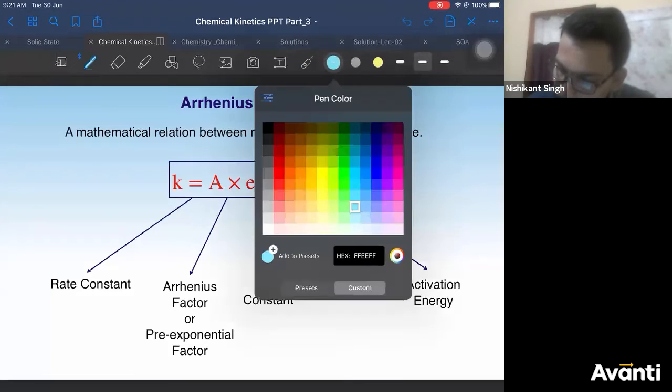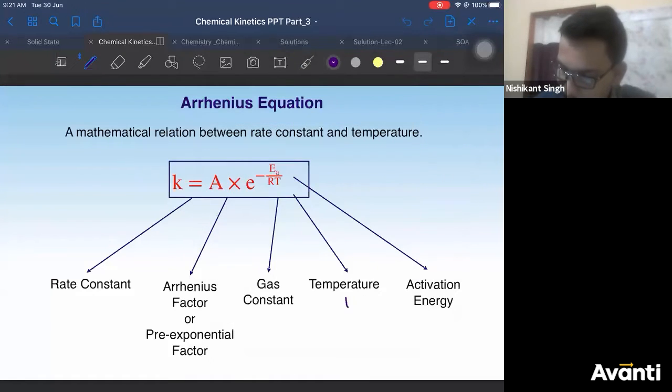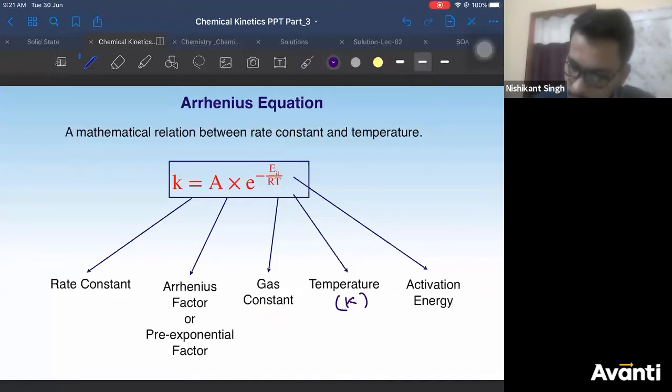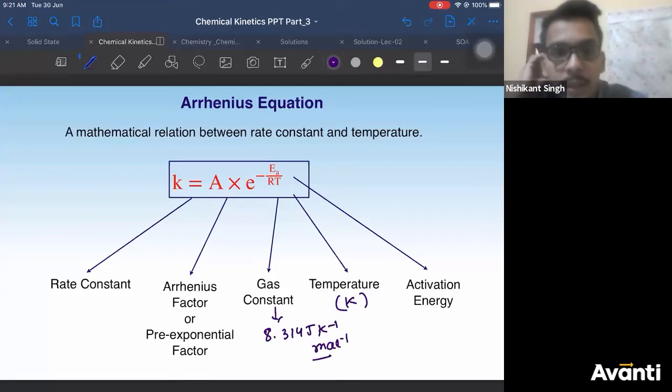Right? So T represents temperature in Kelvin. And R is a gas constant. All of us know R is a gas constant. Its value is 8.314 joule per Kelvin per mole. Correct? This is the formula. So I hope the formula is clear. There is nothing to worry about in the formula.